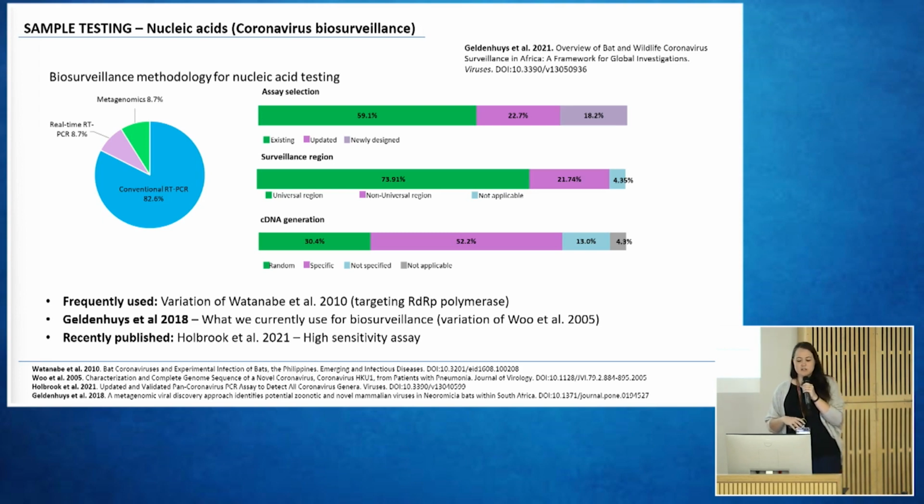So there's been a wide diversity of viruses that have been described. These assays are not updated, and you might be missing out on some of the diversity. More recently, there's been a new assay published by Holbrook et al. with a high sensitivity that can be used for coronavirus biosurveillance.